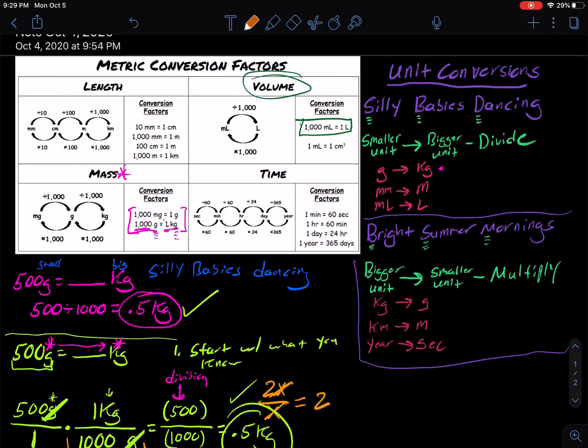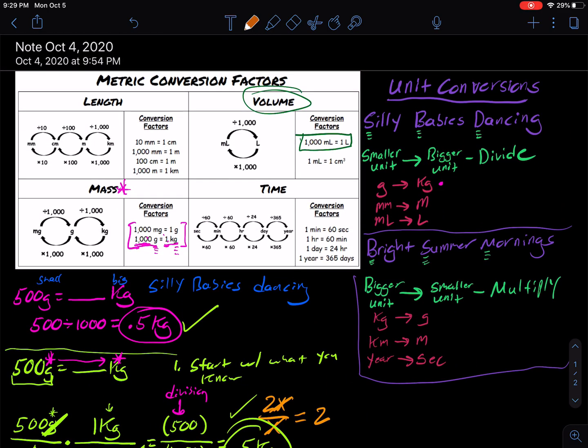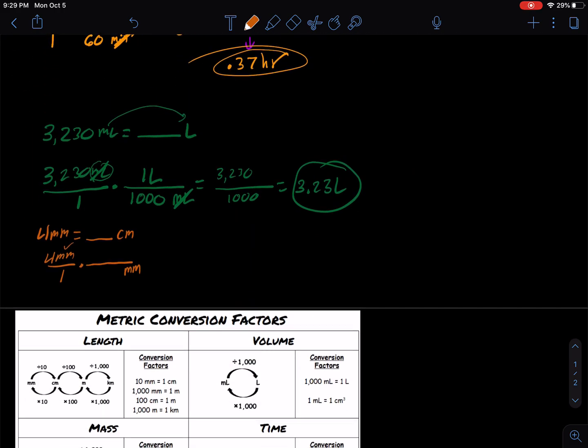Well, let's go up here because we know meters, millimeters and centimeters, they are units of length. And it actually says right here, millimeters equals centimeters. 10 millimeters equals 1 centimeter. So the 10 goes with millimeters, and the 1 goes with the centimeters. Millimeters cancel. 4 divided by 10 equals 0.4 centimeters. So that's how we do the unit conversion.